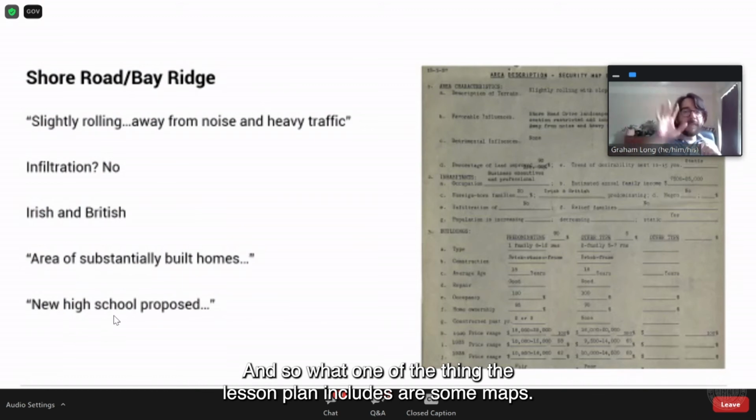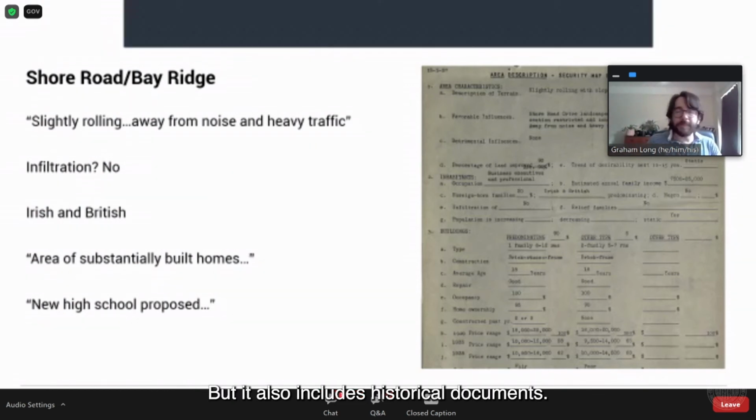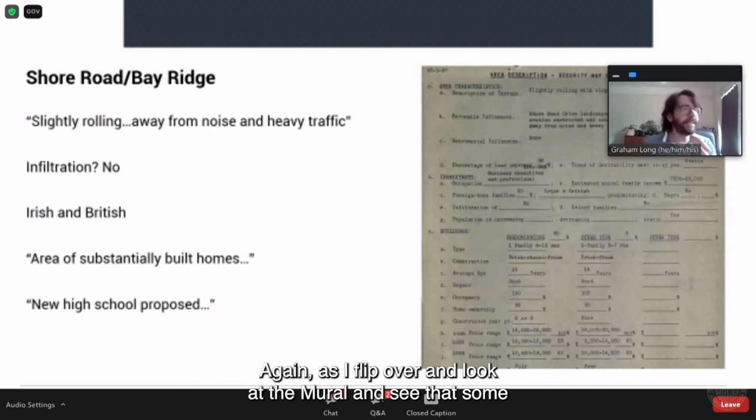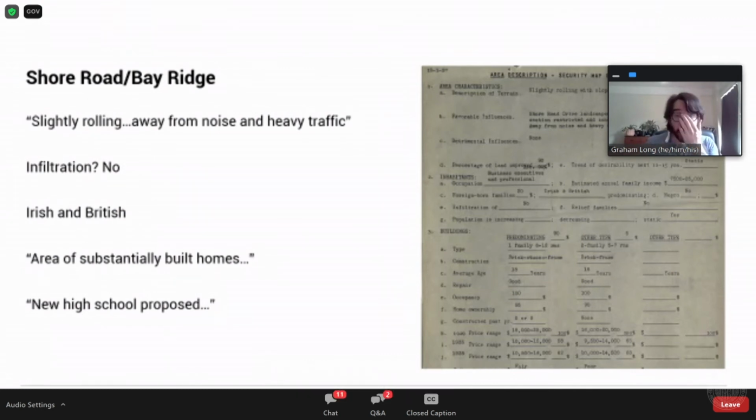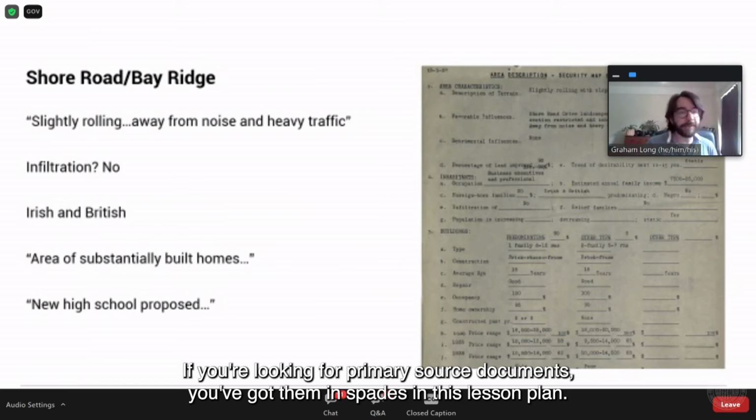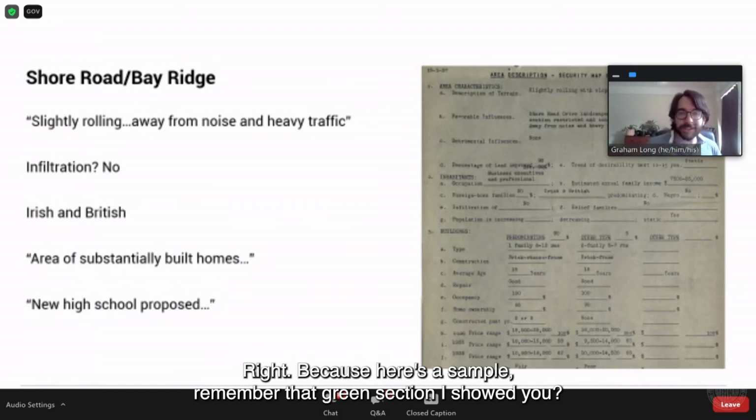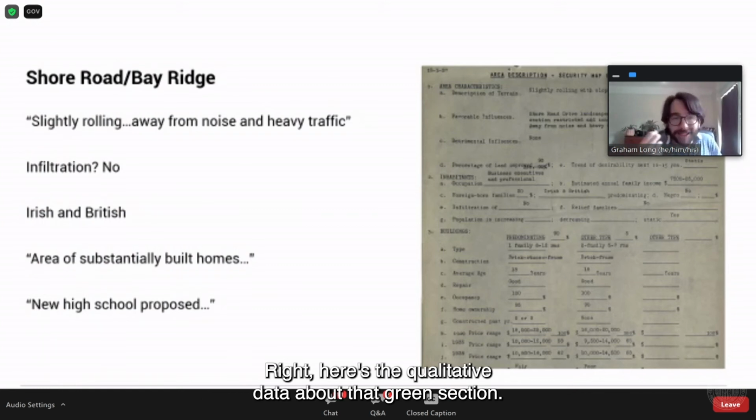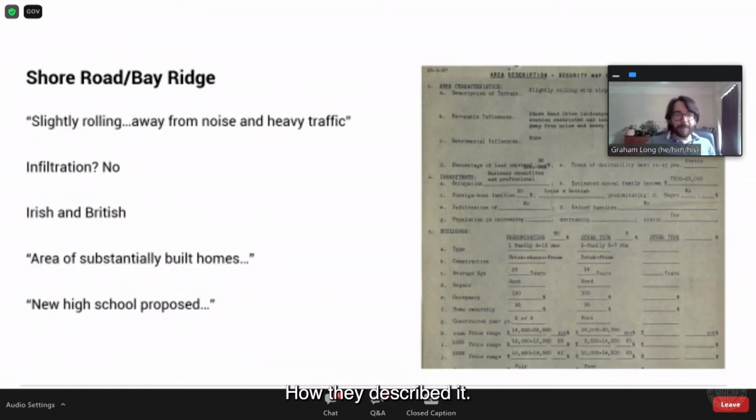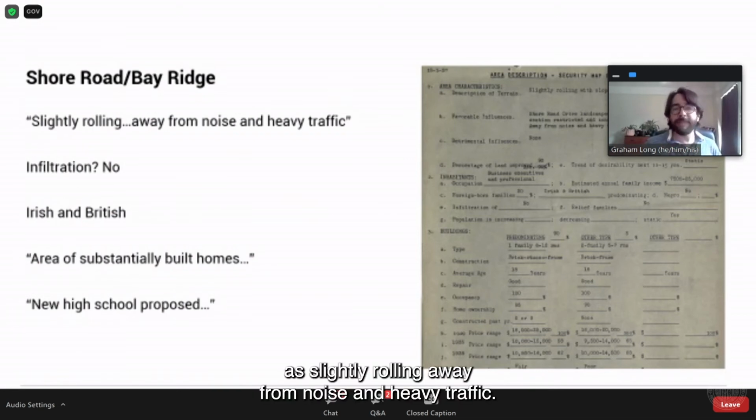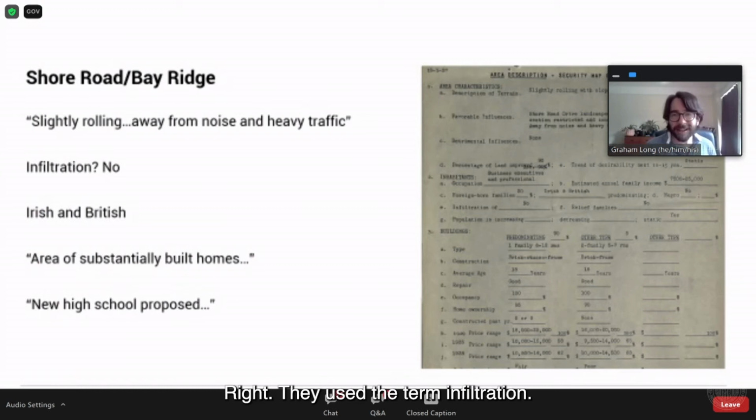And so one of the things the lesson plan includes are some charts, or some maps, but it also includes historical documents. Again, as I flip over and look at the mural and see that some of you are teaching social studies and US history, if you're looking for primary source documents, you've got them in spades in this lesson plan, right? Because here's a sample. Remember that green section I showed you, right? Here's the qualitative data about that green section, how they described it. They described that section of Brooklyn as slightly rolling away from noise and heavy traffic, right?